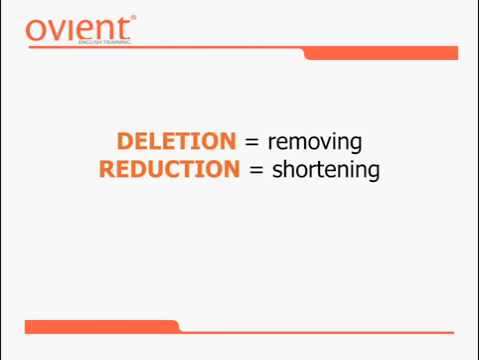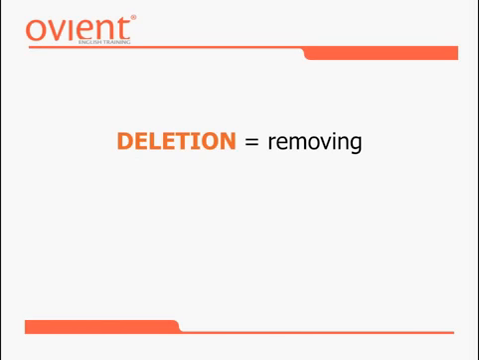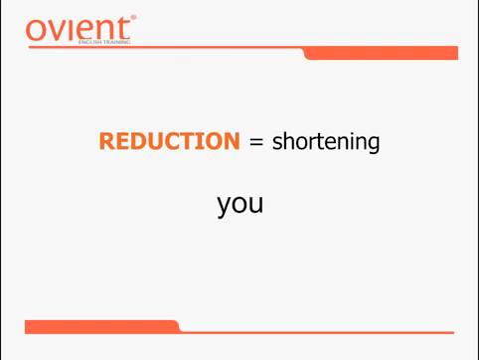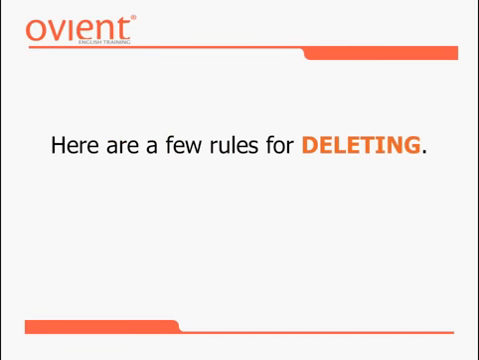We're going to talk about deletion, which means removing, and reduction, which means shortening. First, deletion. For example, in a word like conference, most native speakers don't pronounce that middle E. We say conference. And for reduction, the word you is not pronounced with a clear oo sound. We pronounce it ya.